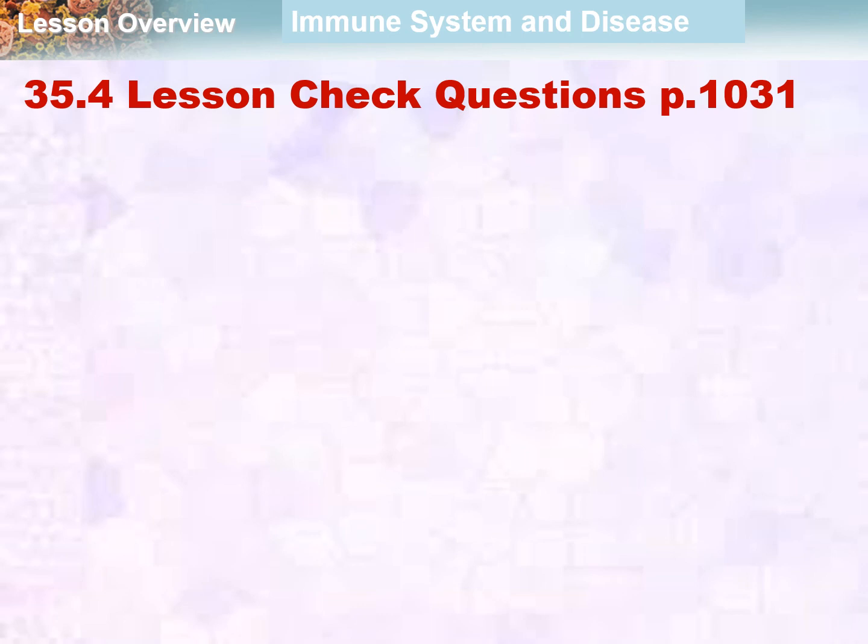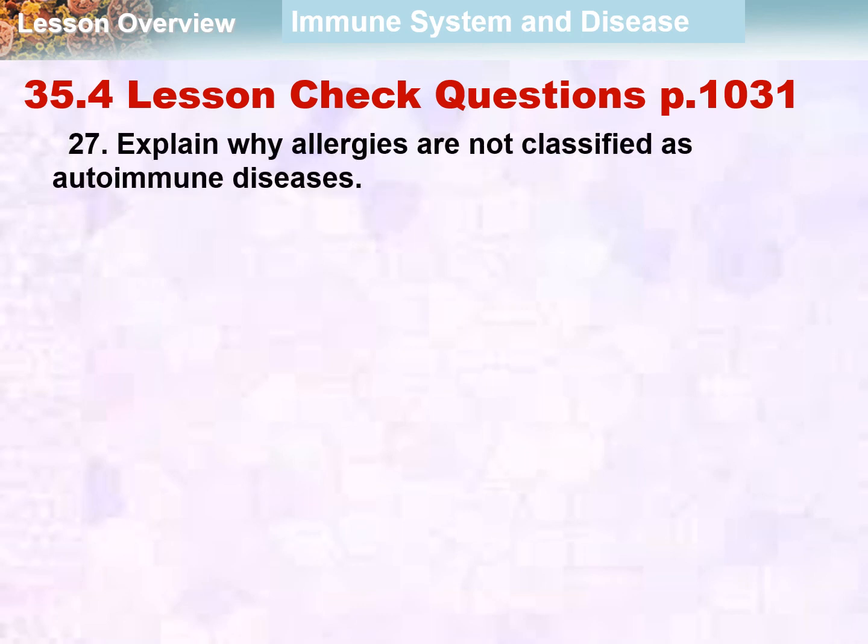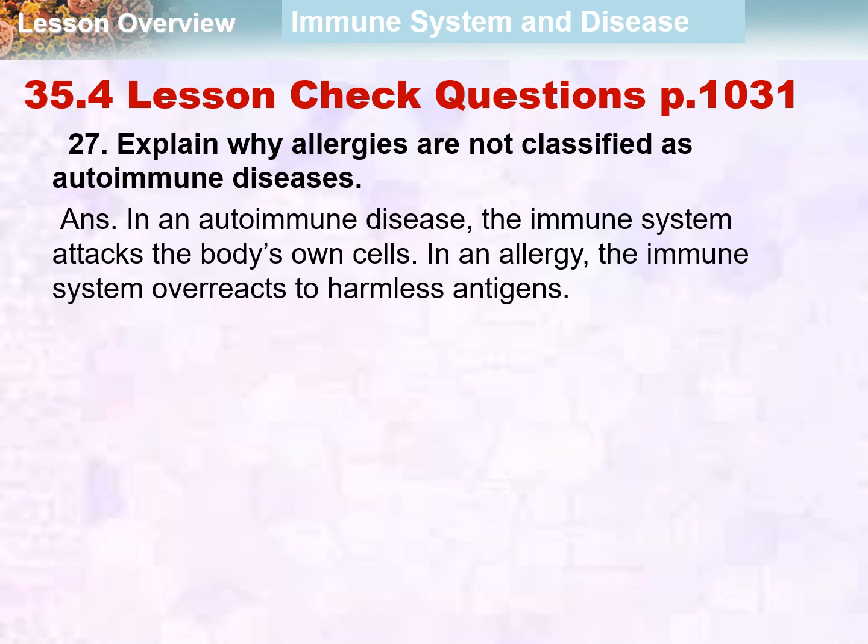35.4 lesson check question, page 1031. Let's have number 27 question. Explain why allergies are not classified as autoimmune diseases. The answer is, in an autoimmune disease, the immune system attacks the body's own cells. In an allergy, the immune system overreacts to harmless antigens.